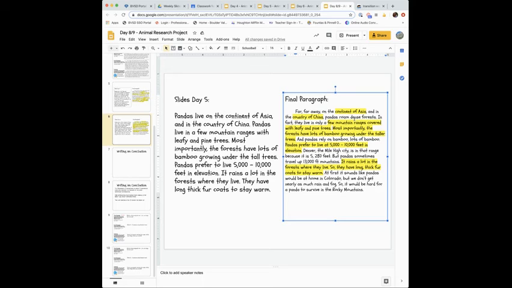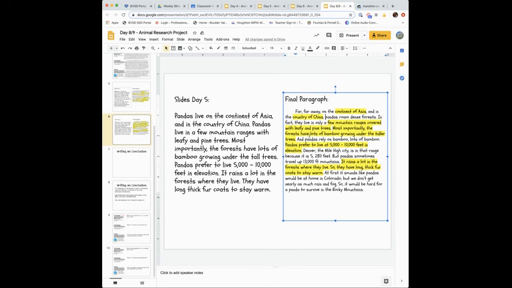Maybe you did too. Then I said a transition, in fact, because I'm going to tell more about the forest. They live in only a few mountain ranges covered with leafy and pine trees. This is highlighted in yellow because I copied it from this sentence right here. Pandas live in a few mountain ranges with leafy and pine trees. I didn't change that very much at all. I just added a transition word. And then the next sentence I had in my slides told more about that, so I left it alone.